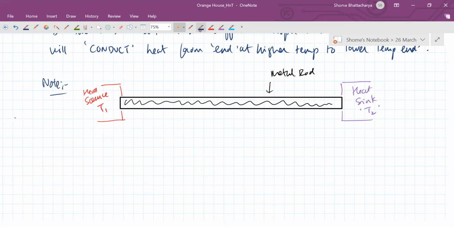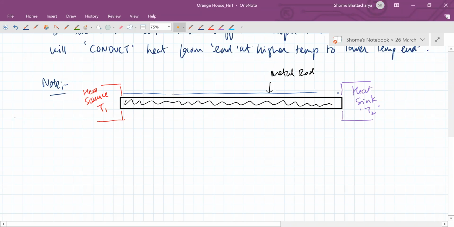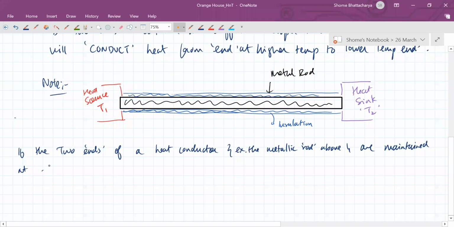Okay, so once again, let's look at some properties of heat conduction. If the outer surface is insulated so that there is no heat loss from the surface, but there's only conduction of heat through the length, and the two ends of a heat conductor, for example, the metallic rod above, are maintained at different temperatures.